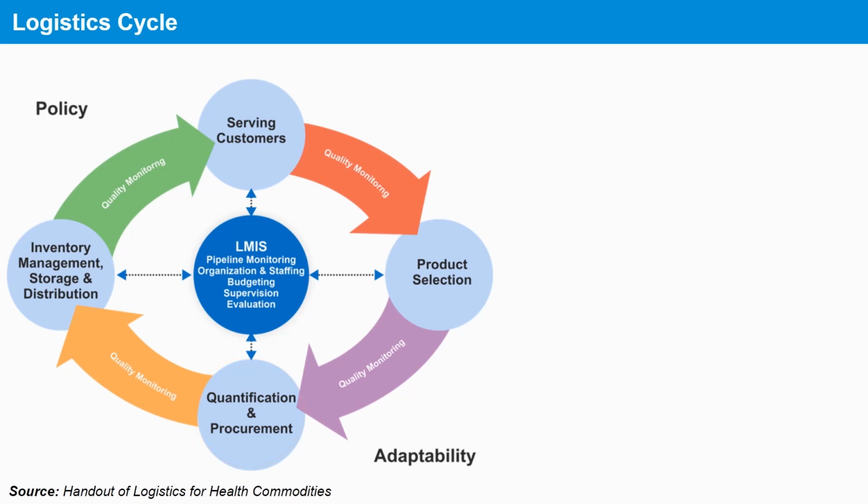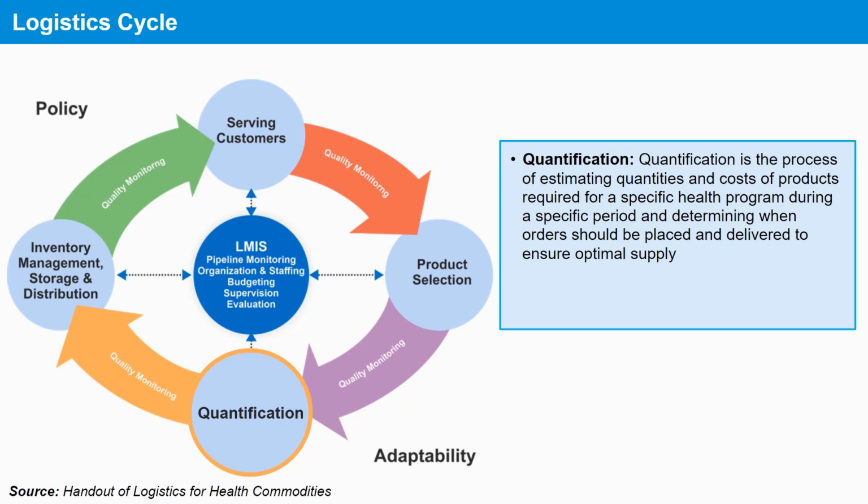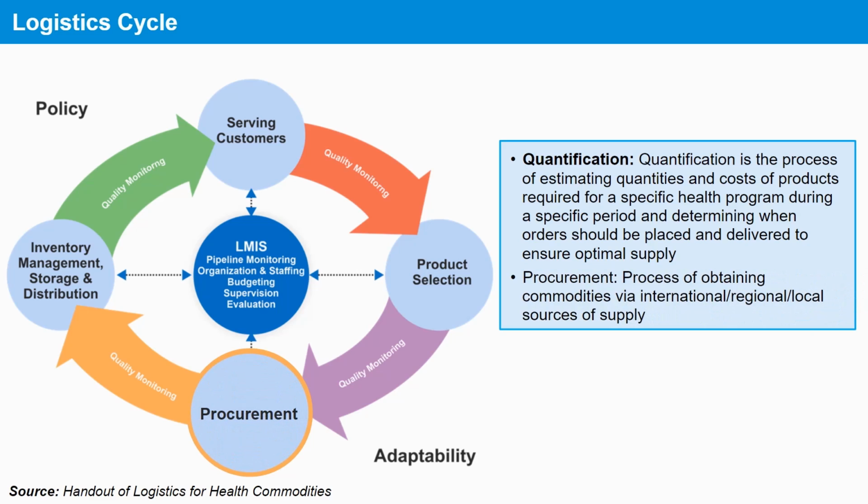They are selected based on guidelines developed by national formulary and therapeutics committees, pharmaceutical boards, and other government-appointed groups. After commodities are selected, the quantities needed in the short and long term are determined through quantification at the quantification and procurement stage of the logistics cycle. Quantification is the process of estimating quantities and costs of commodities required for a specific health program during a specific period and determining when orders should be placed and delivered to ensure optimal supply. Procurement is the process in which commodities are obtained via international, regional, or local sources of supply.